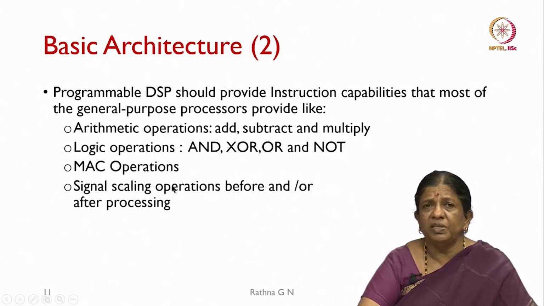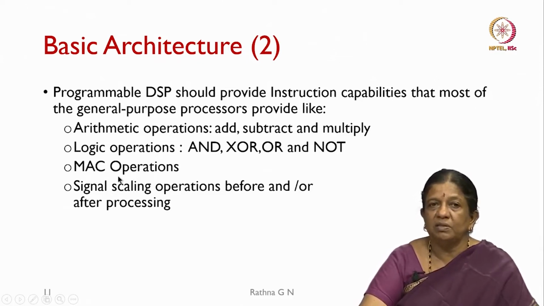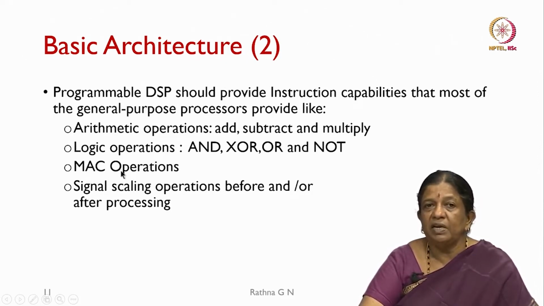Continuing with the architecture, what are the other things we need? One is arithmetic operations like any other general purpose processor: add, subtract and multiply. One extra we will be adding, and other support has to be logic operations like AND, XOR, OR or NOT. And the extra we need is the MAC operation because we need multiply and accumulate. Some of the earlier processors had both multiply and accumulate together. Nowadays the multiply unit is separate and the accumulator is separate, but we can run them in parallel so that I can get the MAC operation in one clock cycle.